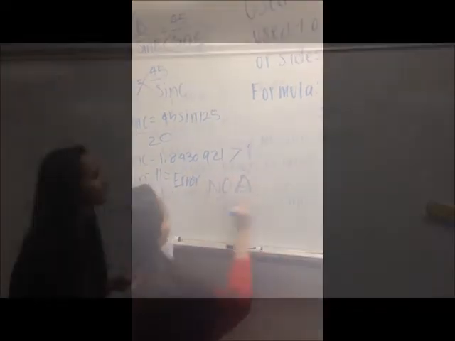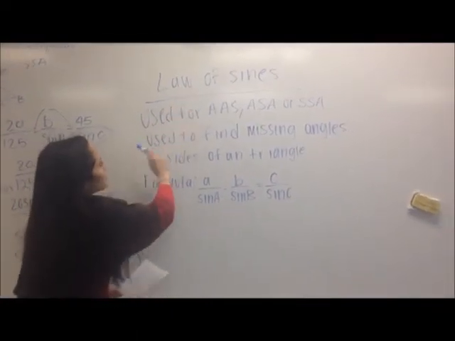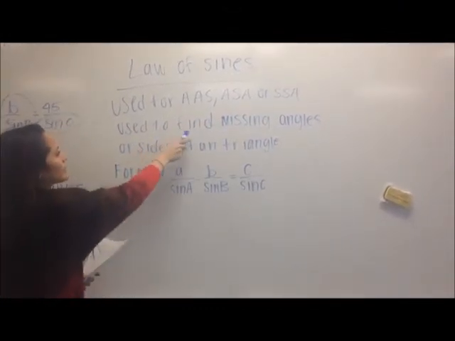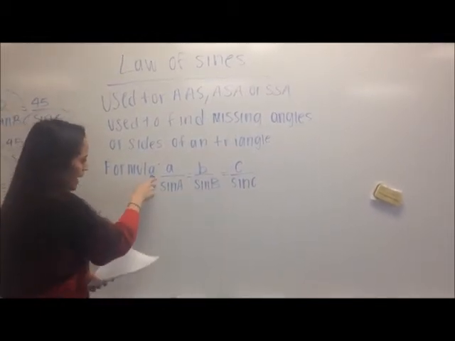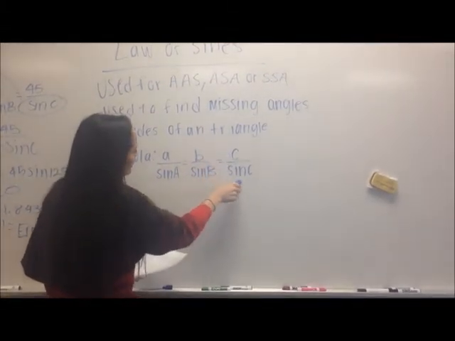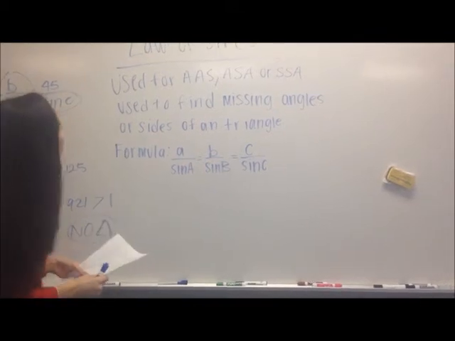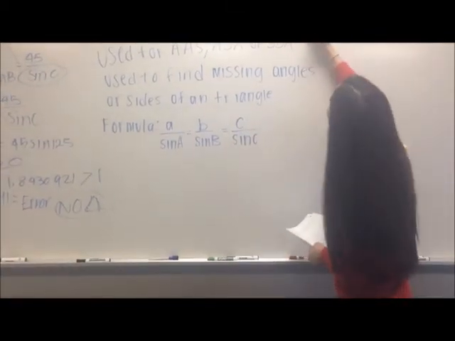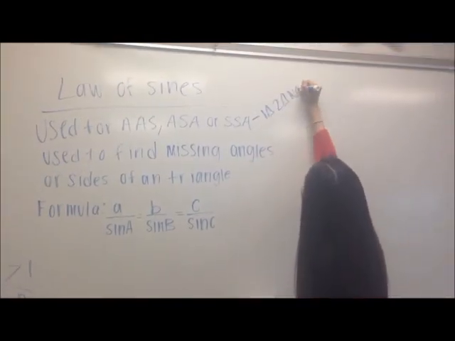Okay, so to recap what we learned: the law of sines is used for angle, angle, side, angle, side, angle, or side, side, angle. We use it to find missing angles or sides of a triangle. The formula which we use is a over sine of A, little b over sine of B, little c over sine of C. And we have to remember that side-side-angle can be one triangle, two triangles, or no triangles.